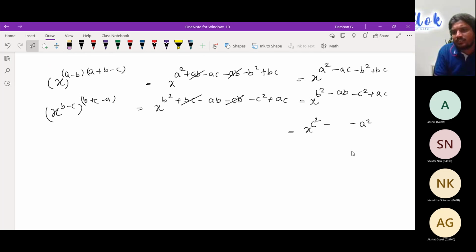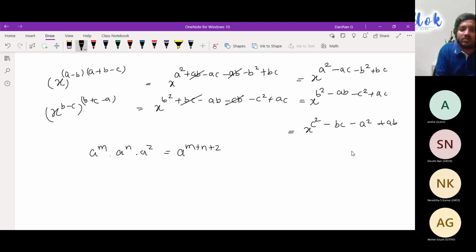I can also guess what it would be. It should be plus AB, and AC is gone. I think it should be minus BC. Minus BC, yes. So now we have everything in the form of a to the power of m into a to the power of n into a to the power of z. That is nothing but a to the power of m plus n plus z.